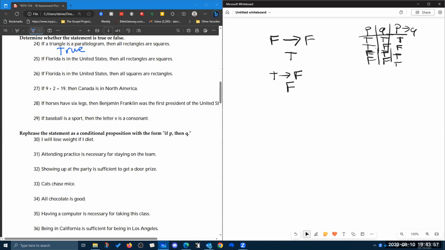If Florida is in the United States, that's true, then all squares are rectangles. Now they switched it around: all squares are rectangles. That's true. Every square is a rectangle. So that's going to be true.